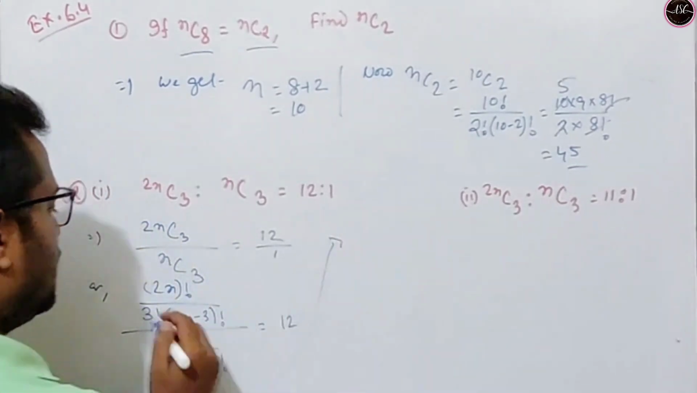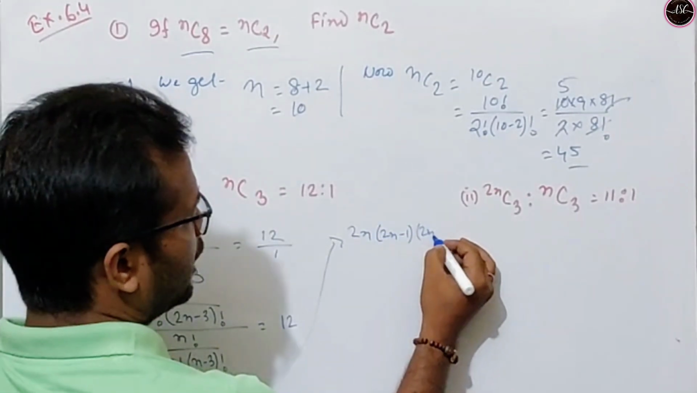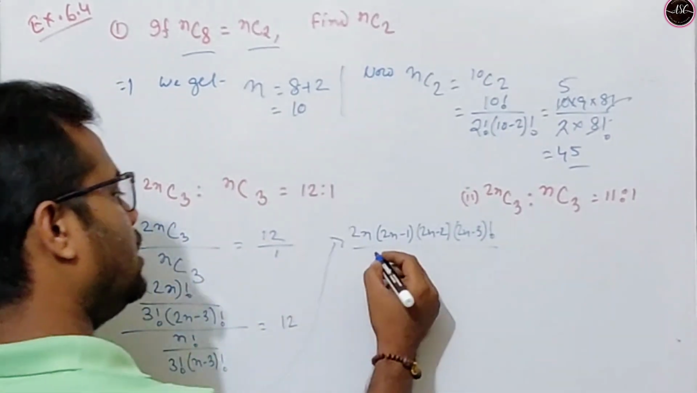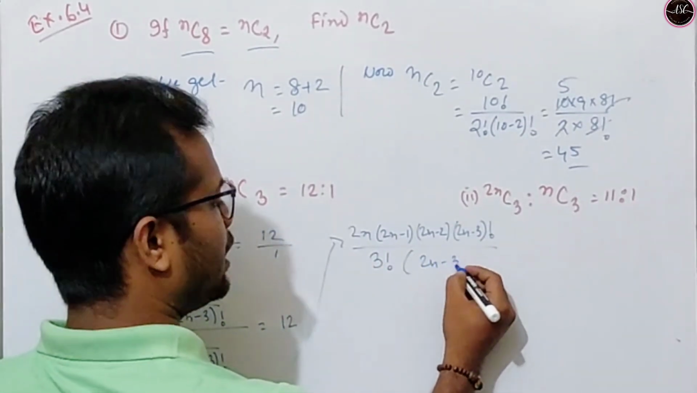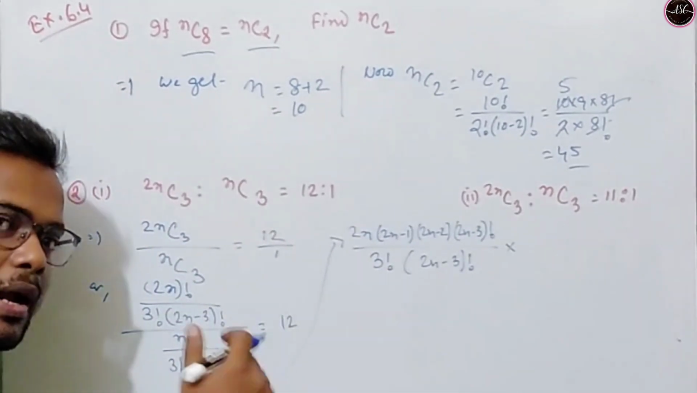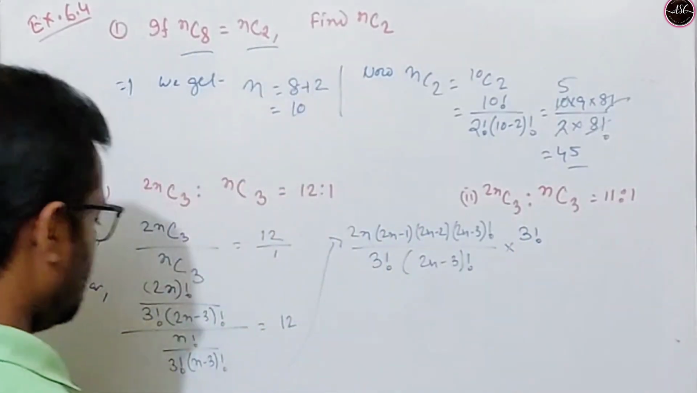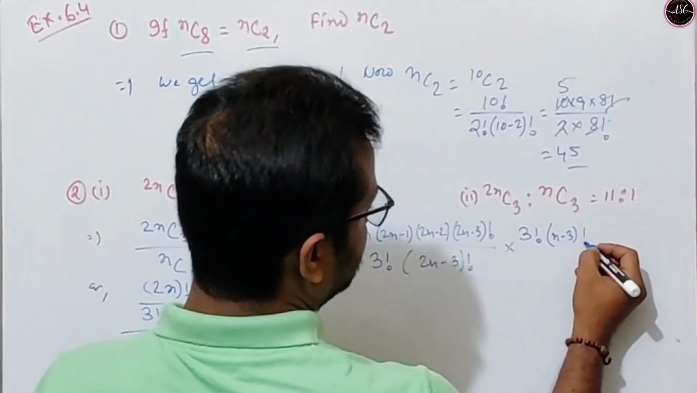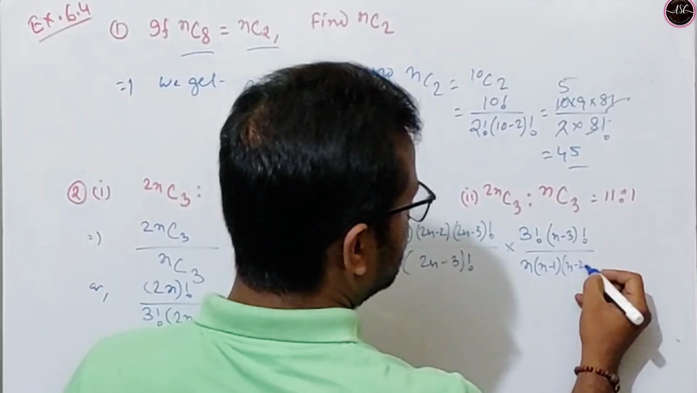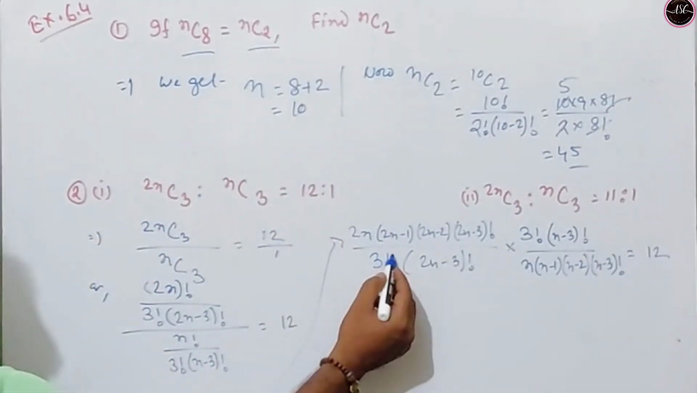Sorry, 2n factorial, this can be written as 2n into 2n minus 1, 2n minus 2 into 2n minus 3 factorial divided by here 3 factorial into 2n minus 3 factorial. Okay, and this part will be, we can write as in the form of multiplication. So this will be 3 factorial and n minus 3 factorial divided by n factorial. n factorial can be written as n into n minus 1, n minus 2 into n minus 3 factorial. Okay, equal to 12. Okay, just cancel out these two.